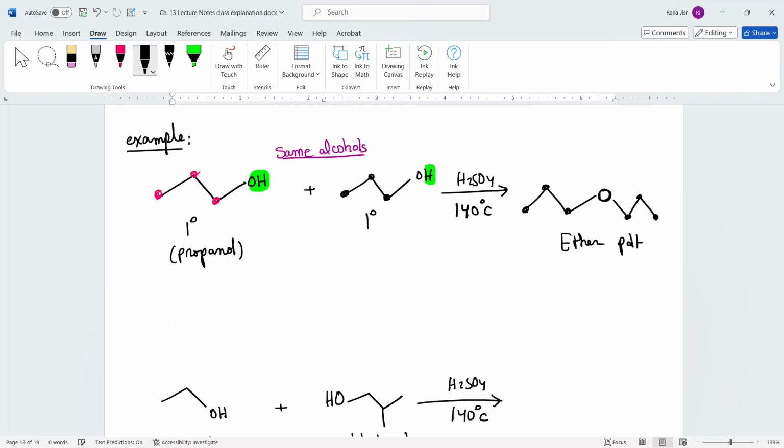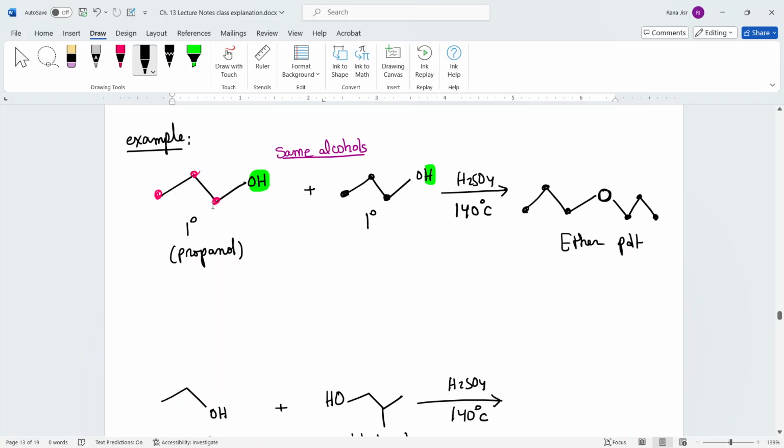Count your carbons at the end. I should not have more carbons in the product than what I started with. So I started with 3 carbons on one side, 3 carbons on the other. So 3 carbons here and 3 carbons there. That is a total of 6 carbons in there. Okay? This reaction happens because I am combining two primary alcohols together.